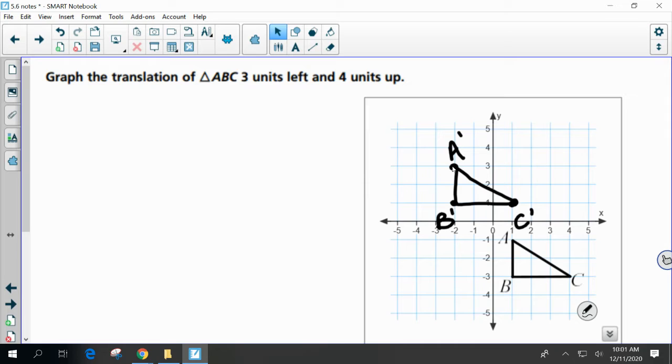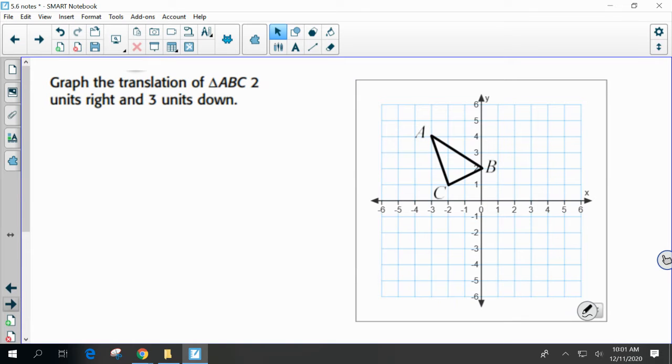Okay, let's try another one. If we look at the next one, we're going to translate this 2 units right and 3 units down. So I need to take every point, go 2 right and 3 down.